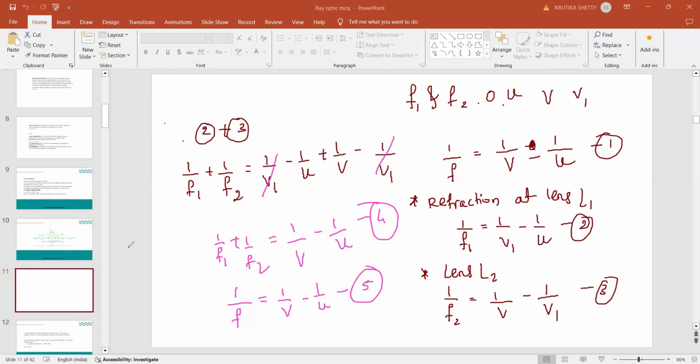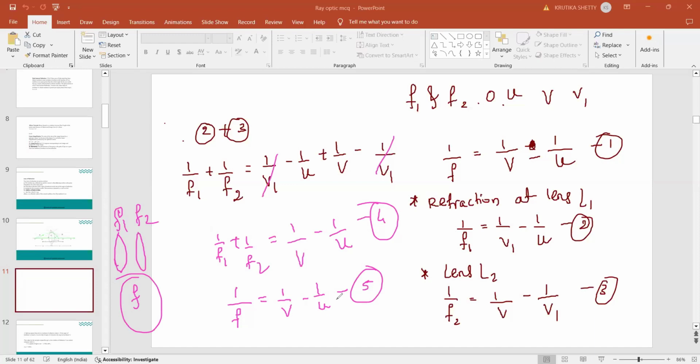So what are we saying? Lens L1 is having the focal length F1, lens L2 is having the focal length F2. So if we replace these two and take one lens whose focal length is F, okay? So the equation I am writing is 1 by F1 plus 1 by F2 taken as 1 by F, which is equal to 1 by V minus 1 upon U.